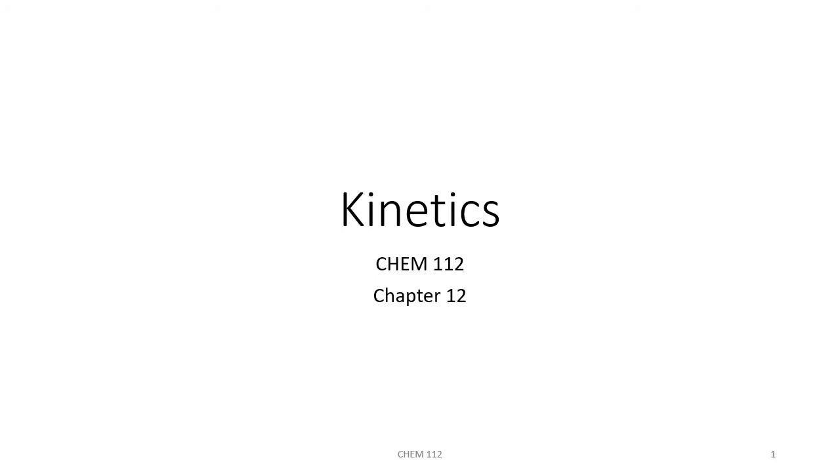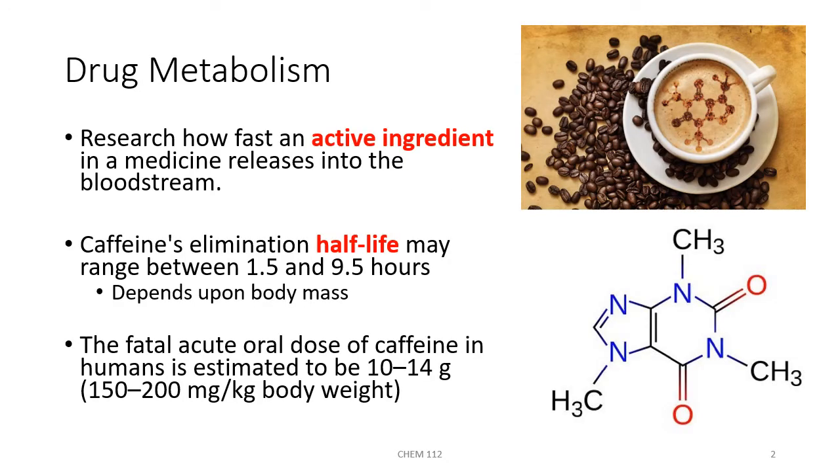In Chapter 12 over kinetics, we're going to be looking at things that impact the rate of chemical reactions. We'll also learn different ways in order to determine the rate of a reaction. An application of kinetics is studying drug metabolism.